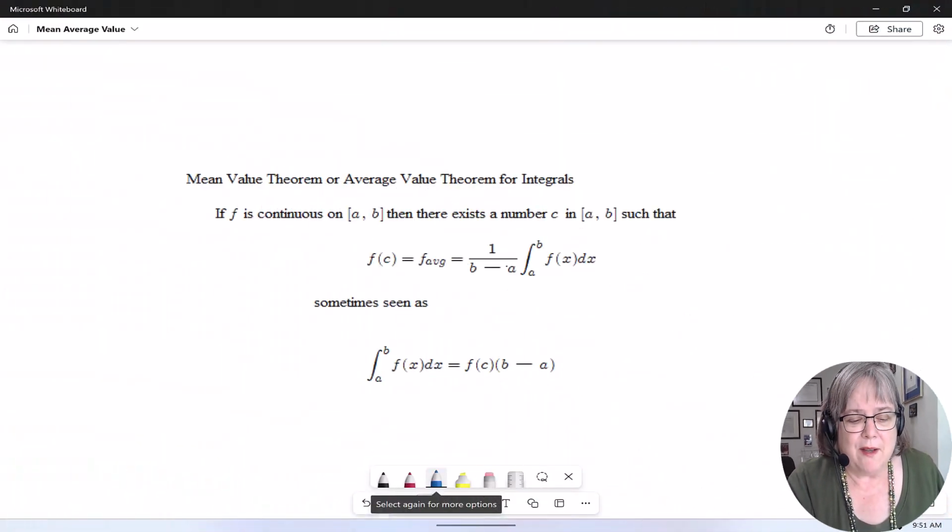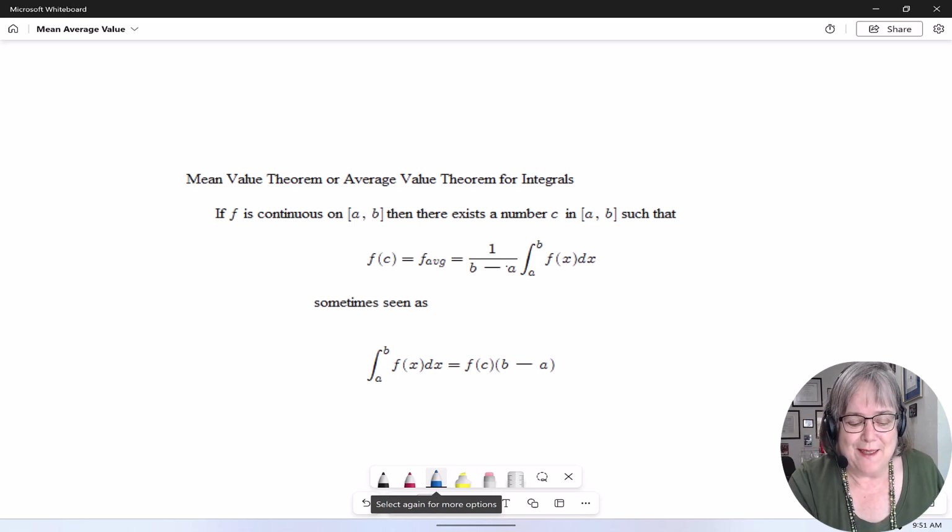Okay, so let's look at this definition. It says the mean value theorem or the average value theorem for integrals. If you have some function and it's continuous on some interval, now it doesn't have to be continuous all the way through its whole life, right? It just has to be continuous in the section you're looking at. Then there exists some number c, which is an x value, in that interval between a and b, such that f of c, now that's a y value, right? f evaluated at c, let's call that the functional average, is equal to 1 over b minus a, integrate from a to b, f of x dx.